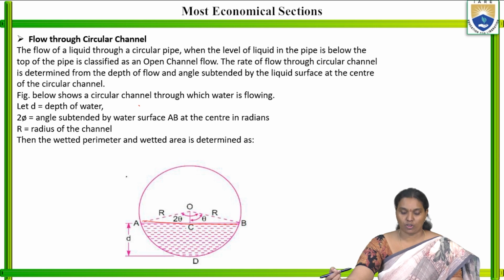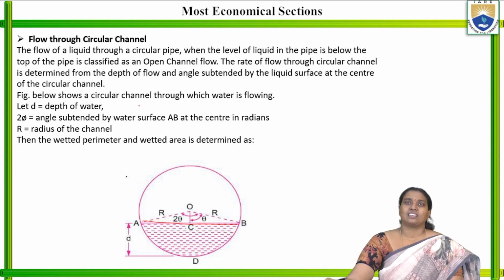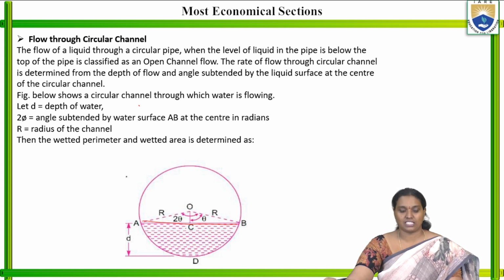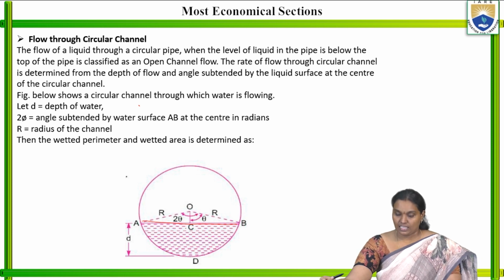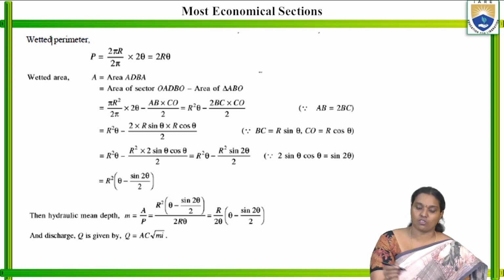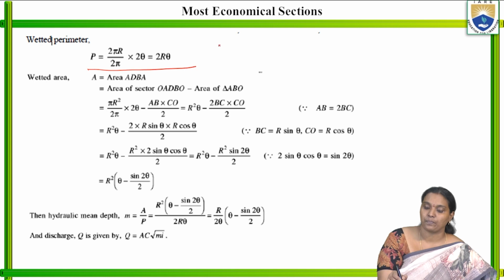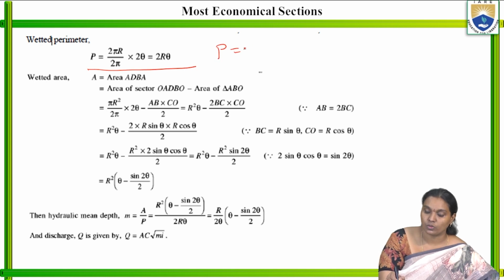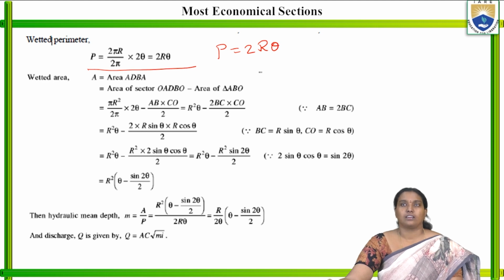Here d is the depth of the flow, 2 theta is the angle subtended by the water surface AB at the center, and r is the radius of the channel. Thus the wetted perimeter is determined. So wetted perimeter P is equal to 2 pi r by 2 pi into 2 theta, which is equal to 2 r theta. Perimeter P is equal to 2 r theta.